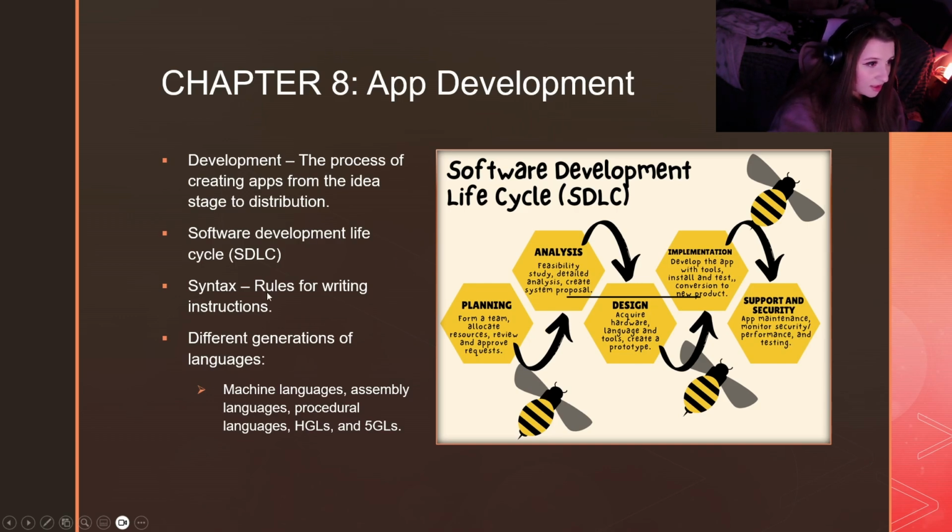I also learned about syntax, which is rules for writing instructions. And then I learned about the different generations of languages. The first one is machine language. This is the first gen. They use binary code. And then you move on to the assembly language, which is second gen. These use symbolic instruction codes. Then you move on to procedural language, which is third gen. These use a series of English-like words to write instructions.